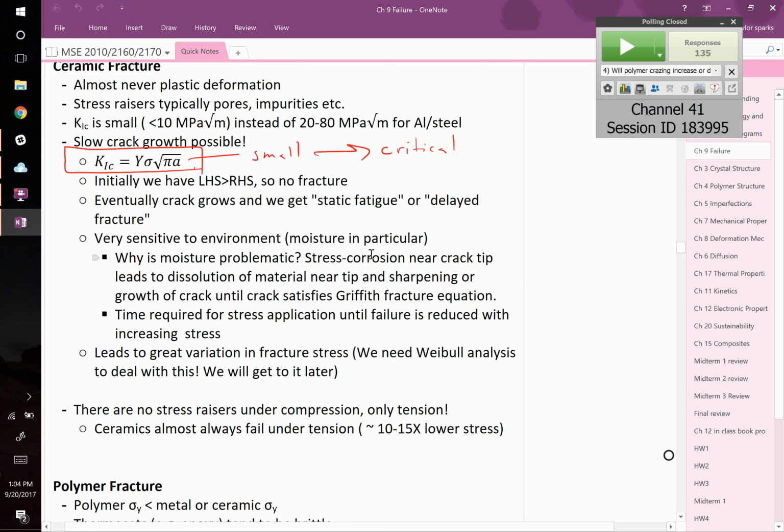And if you have a ceramic that's going to be in liquid, they can be particularly susceptible to this, where basically, again, you're dissolving away your material. So it starts out at some crack length, and as you slowly dissolve it, that crack just gets longer and longer and longer, okay? Eventually, it's going to be long enough that it satisfies the critical flaw size and the ceramic fractures.